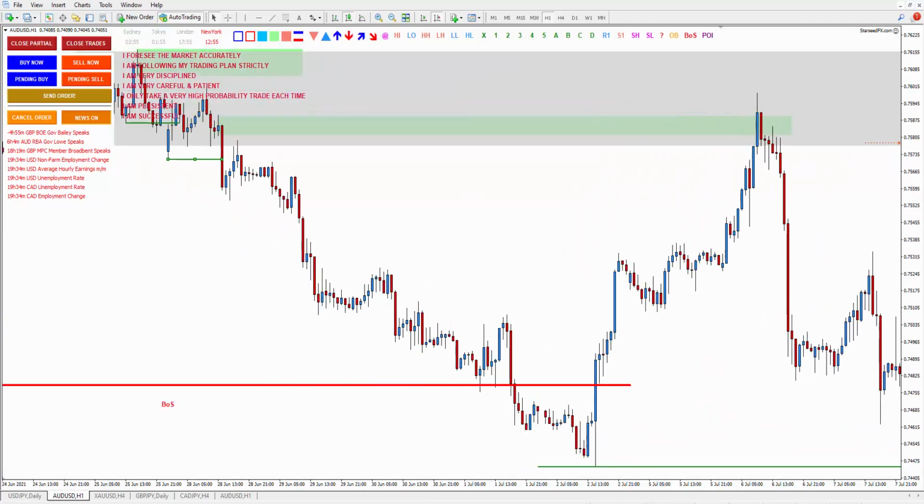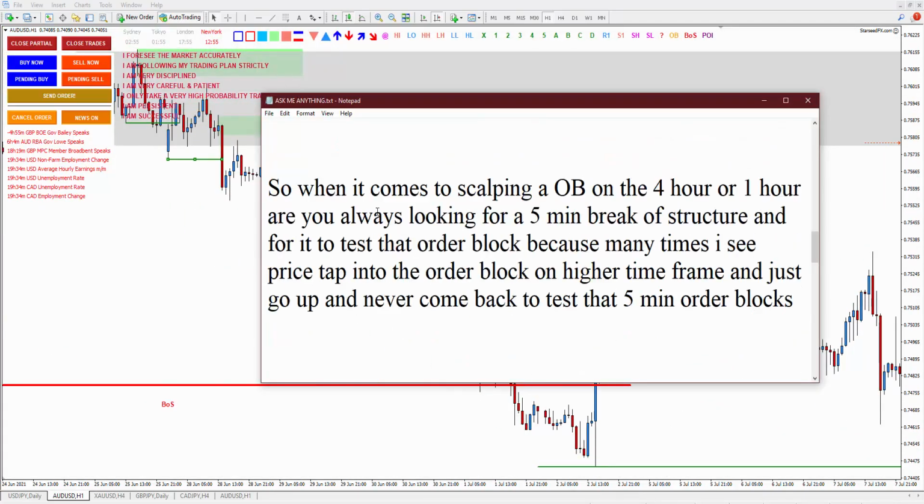All right, let's go to the next question. When it comes to scalping an order block on the 4-hour or 1 hour, are you always looking for a 5-minute break of structure and for it to test that order block? Because many times I see price tap into the order block on a higher time frame and just go up and never come back to test that 5-minute order block.